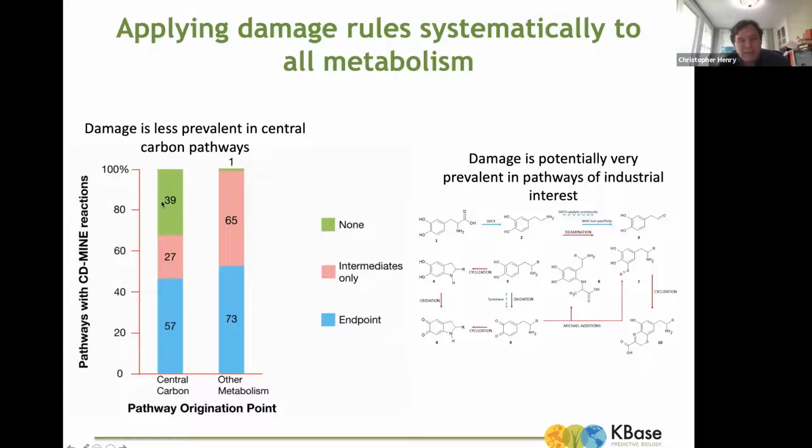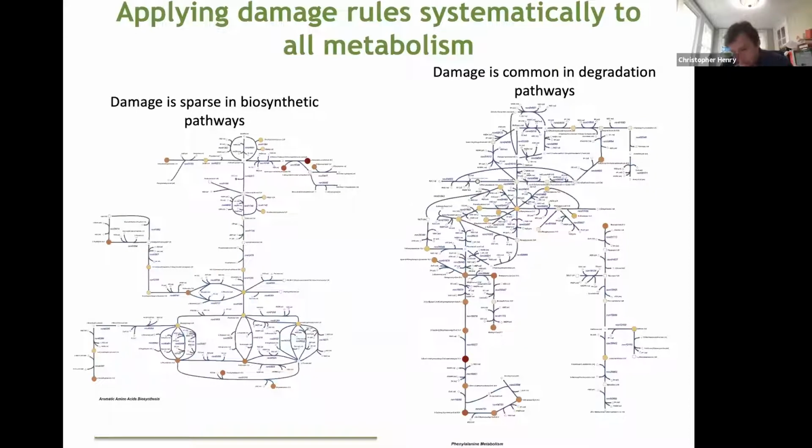And so when we look at the amount of damage reactions, spontaneous reactions that operate on compounds in central carbon versus other pathways, we see a lot of compounds in central carbon chemistry don't have any spontaneous reactions. Evolution has crafted these pathways to avoid functional groups that are vulnerable to spontaneous transformation. Very few intermediates in the central carbon pathways are vulnerable to spontaneous transformation, mostly endpoints, and many don't have any vulnerability at all. This is also generally true in biosynthetic pathways.